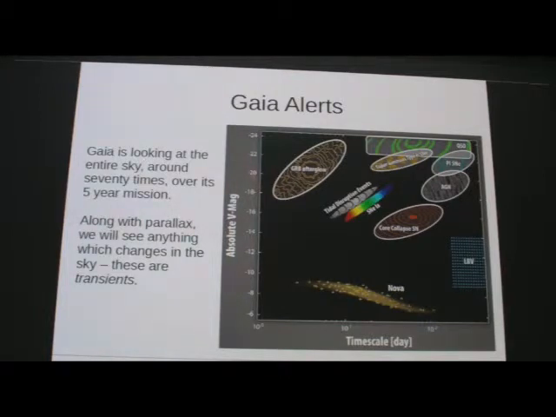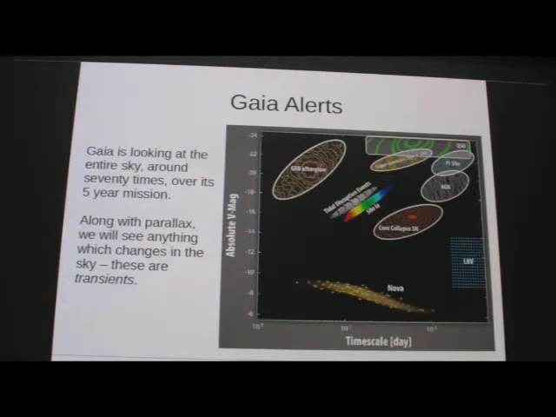This plot here shows some of the sorts of transients that we're interested in and that we can find. On this x-axis, it's roughly a time scale, so this is roughly how long a given transient lasts. And on this y-axis, it's how bright the transient gets. So the brightest things are at the top.